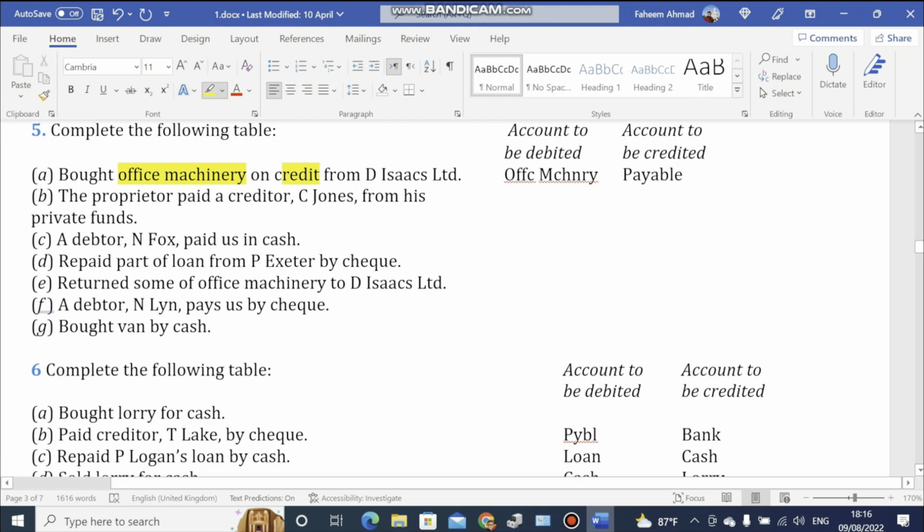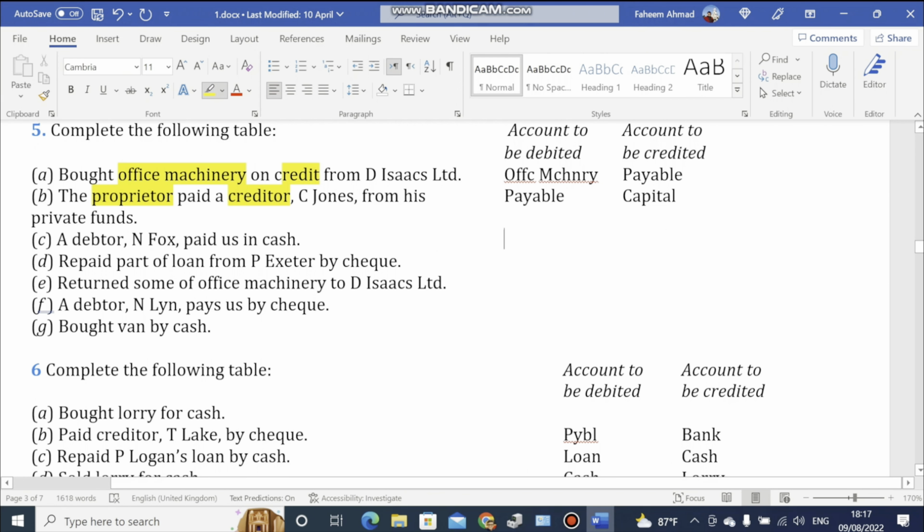Okay, proprietor paid a creditor. Now this is a tricky transaction. When proprietor has paid a creditor, it means that owner has paid from his own pockets. That means capital is increasing in the business. Capital increases, credit. Creditor means payable. Payable means liability. When we paid a creditor, our liability is reducing. Liability reduces, debit. So payable will be debited.